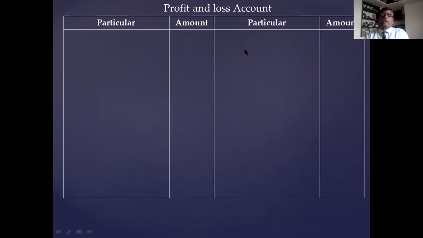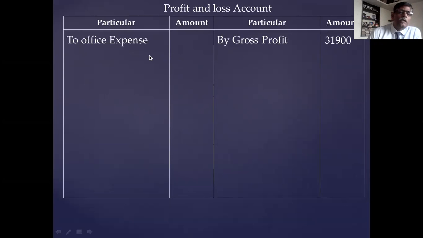So next is the P&L account, profit and loss account. In the profit and loss account, first you take the gross profit, 31,900. Then you enter the transactions one by one. First, the cash book credit side. On the cash book credit side, the first item is office expense.